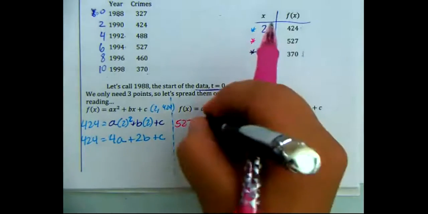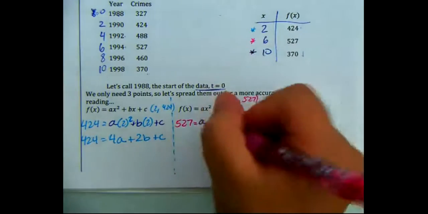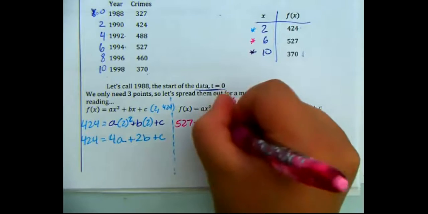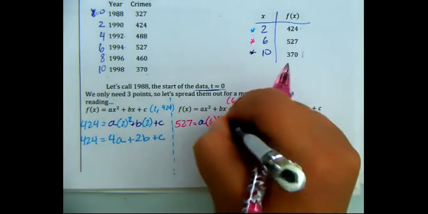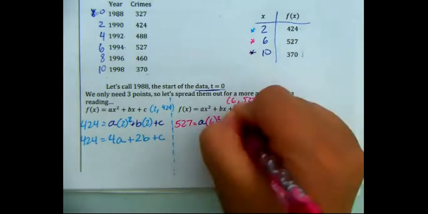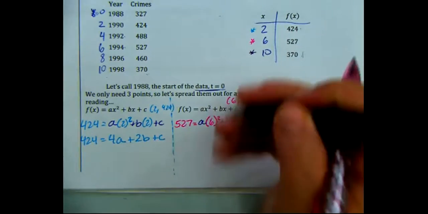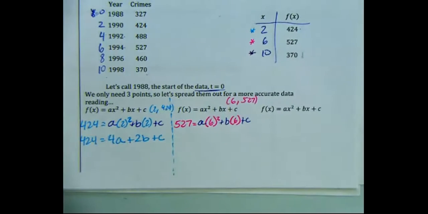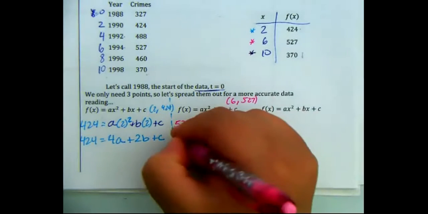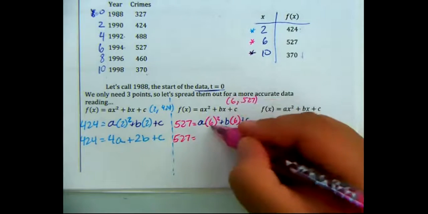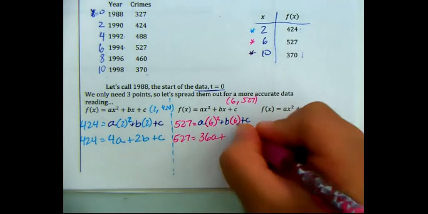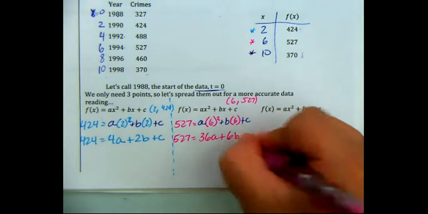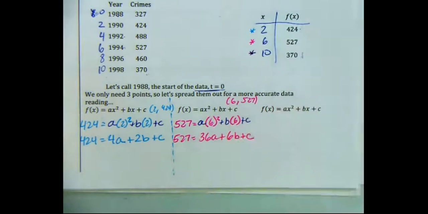Again, I don't know my a, but I know my x is 6, so that's going to be 6 squared. Okay, plus my b, I don't know, times 6, plus my c. Simplify that. 527 is equal to 6 squared is 36, so that's 36a plus 6b plus c. So that's my second equation there.